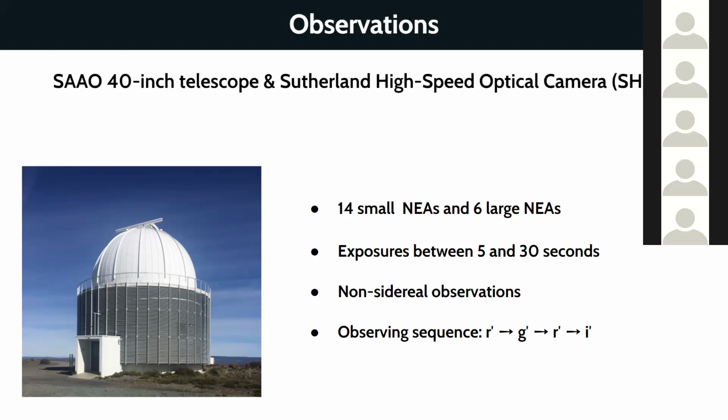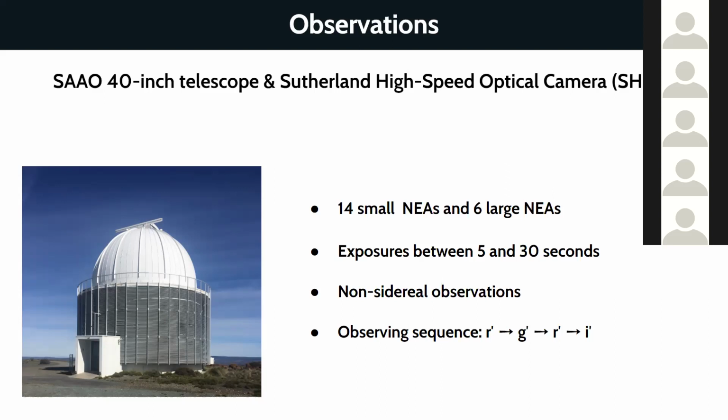But because the field of view of SHOC on the 40-inch is quite small, and these asteroids were moving very quickly, we decided to rather track the asteroid. If we kept the field the same, the asteroid would move through the field of view in a matter of minutes, sometimes seconds. So instead of constantly moving the telescope, we just adjusted the tracking rates of the telescope.